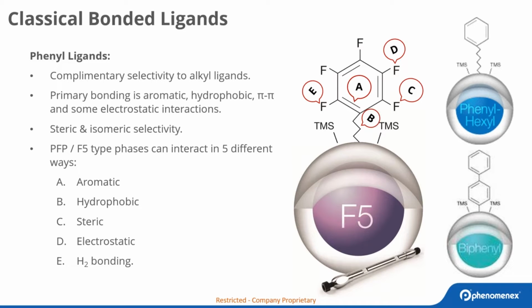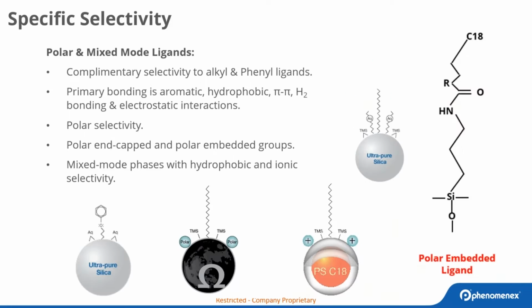Primarily, the bond is aromatic, hydrophobic, and some electrostatic interactions that these provide. Some of them also provide steric and isomeric selectivity, or can provide. Here we have the visual of a PFP or an F5 phase that can interact in 5 different ways. So it can interact aromatically, hydrophobically, sterically, electrostatically, and it can also have hydrogen bonding. So it can offer a bunch of different ways to interact with the analytes of interest.